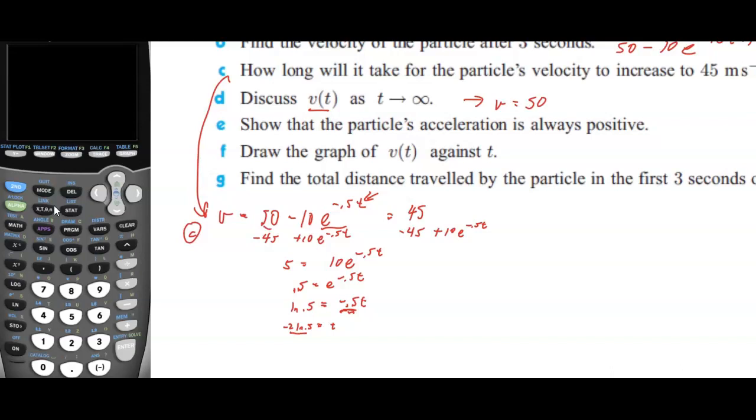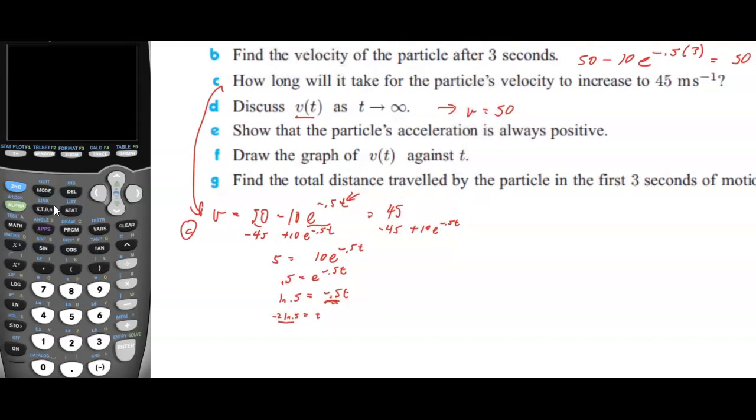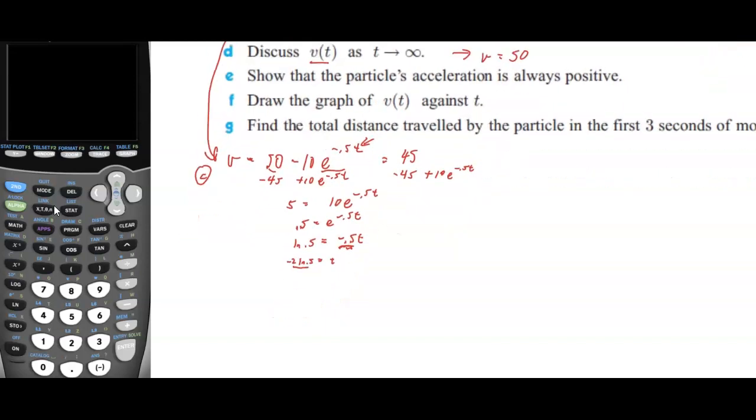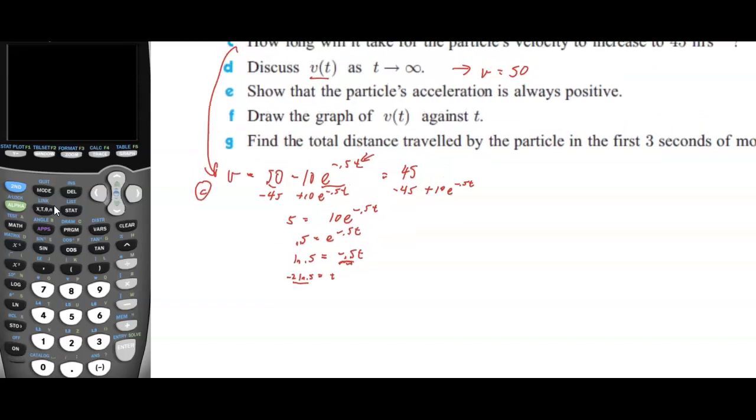Show that the particle's acceleration is always positive. I can look at the velocity equation, which is 50 minus 10 e to the negative 0.5 t, and I can find the acceleration equation by taking the derivative of the velocity equation. So I'm going to rewrite the velocity equation here and take the derivative of it. The derivative of 50 is 0. The derivative of negative 10 e to the negative 0.5 t is negative 10 e to the negative 0.5 t. And what did you do, Mr. Zwicky? You just wrote the same thing again. Remember, the derivative of e to something is e to something, and then the chain rule gives negative 0.5. So negative 0.5 times negative 10 is positive 5.